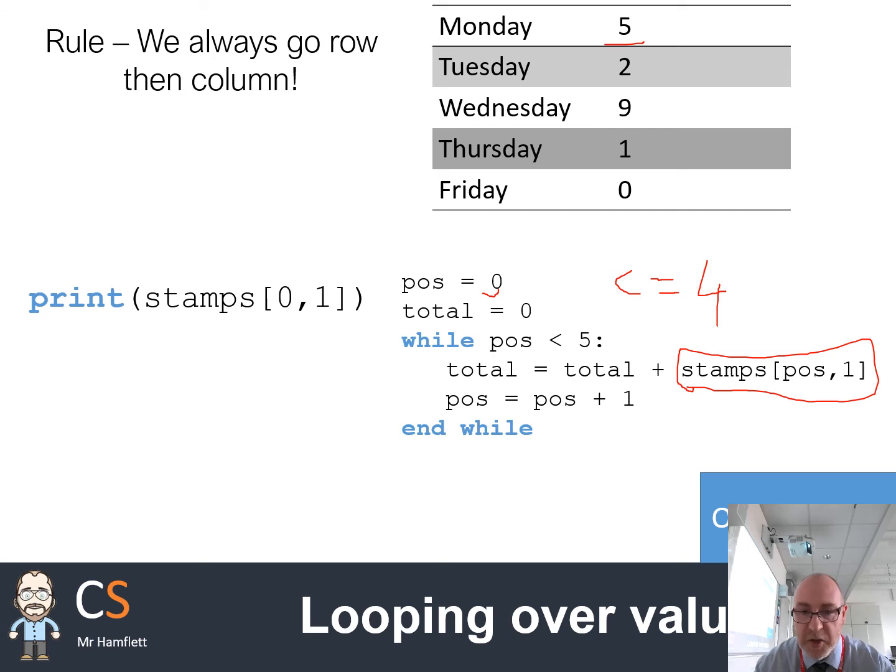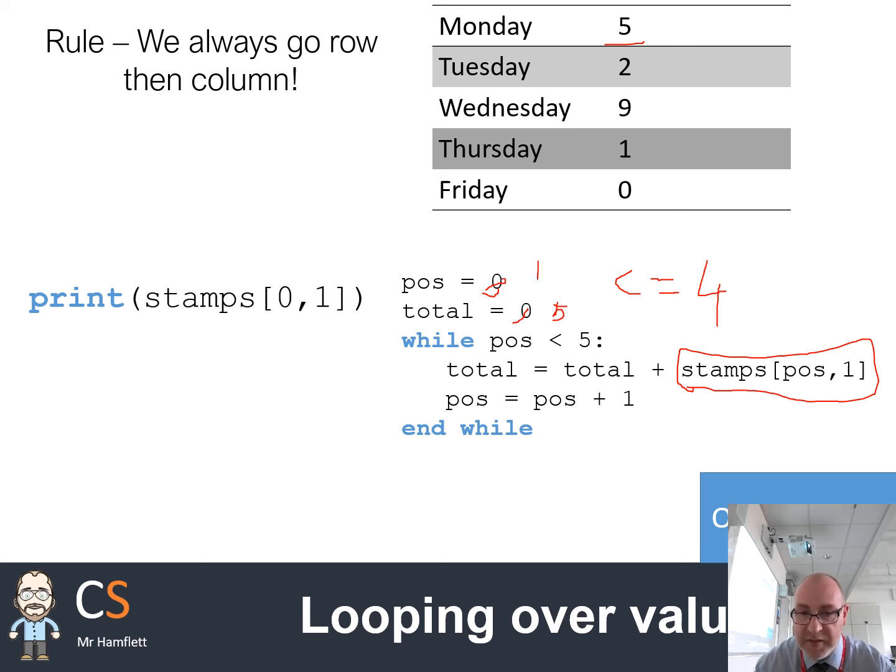And then it's adding on to total. Well, total is 0, so 5 plus 0 is 5. So total gets the value of 5. So let's just update it. Okay, and then I add 1 to pos. So pos is going to be 1, and it moves on to the next one.